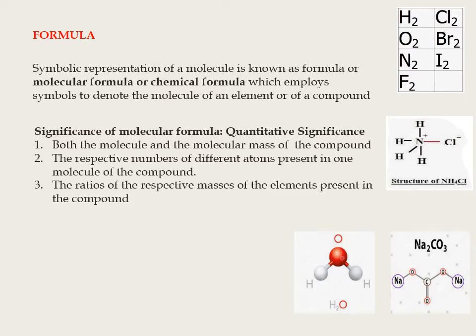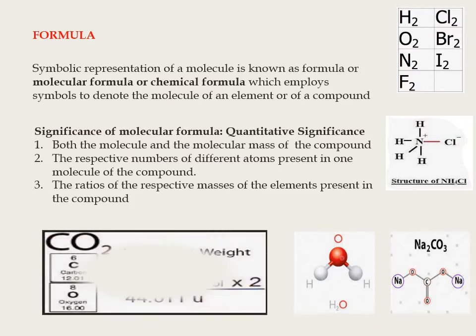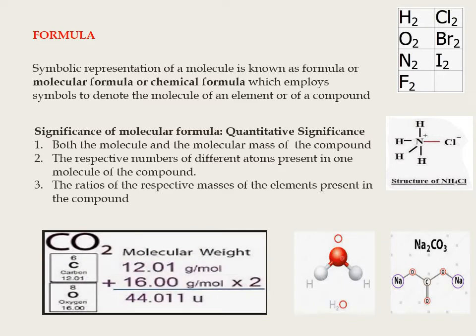For example, the formula CO2 means that the molecular formula of carbon dioxide is CO2. Each molecule contains one carbon atom joined by chemical bonds with 2 oxygen atoms. The molecular mass of carbon dioxide is 44, given that the atomic mass of carbon is 12 and that of oxygen is 16.